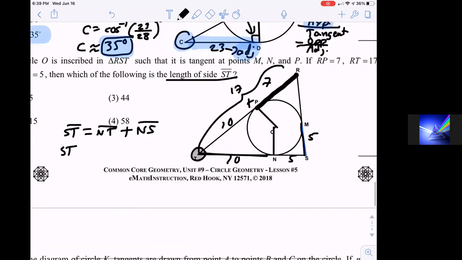Therefore, segment ST is going to be equal to NT, which is 10, plus NS, which is 5, for a total of 15.